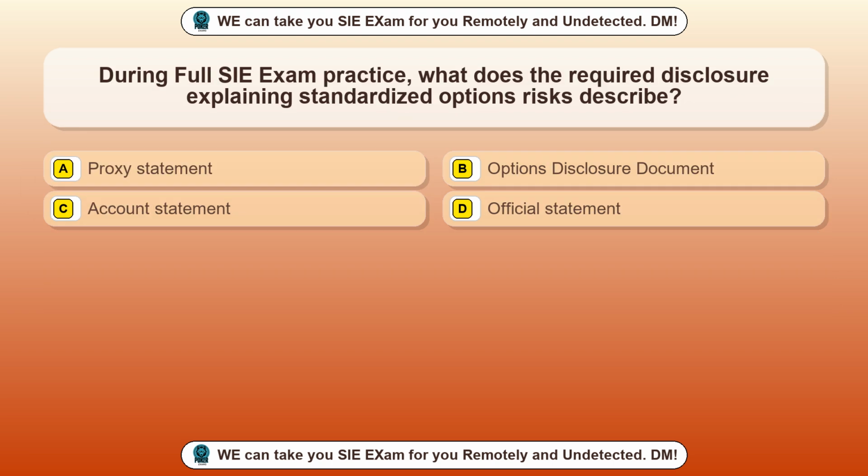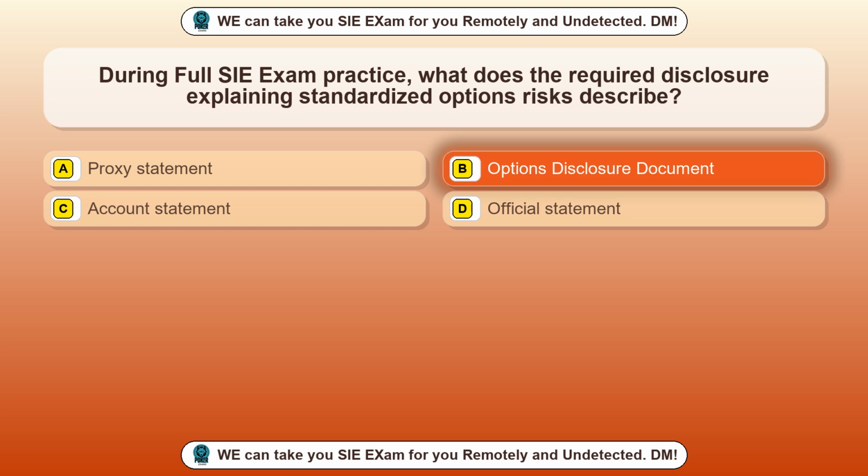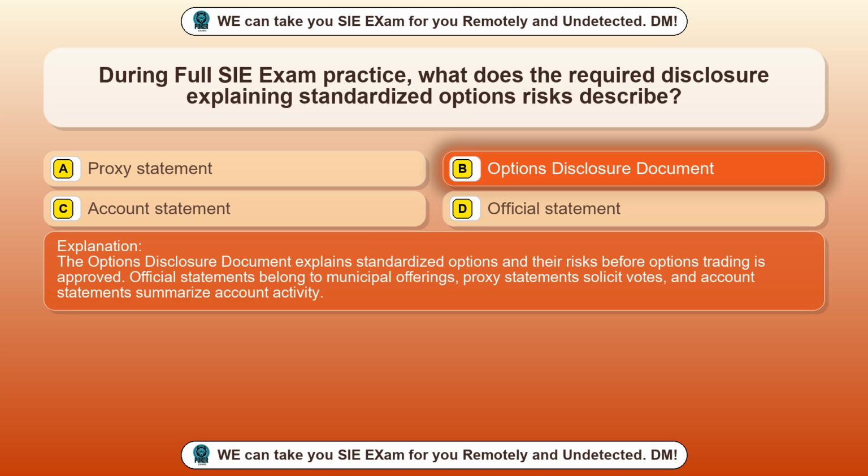Question 19. During full SIE exam practice, what does the required disclosure explaining standardized options risks describe? Option A, proxy statement. Option B, options disclosure document. Option C, account statement. Option D, official statement. The correct answer is option B, options disclosure document. The options disclosure document explains standardized options and their risks before options trading is approved. Official statements belong to municipal offerings, proxy statements solicit votes, and account statements summarize account activity.